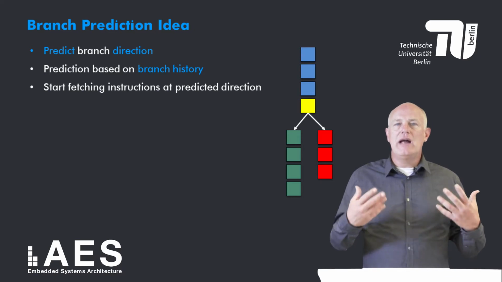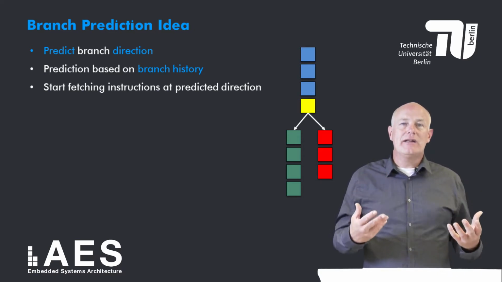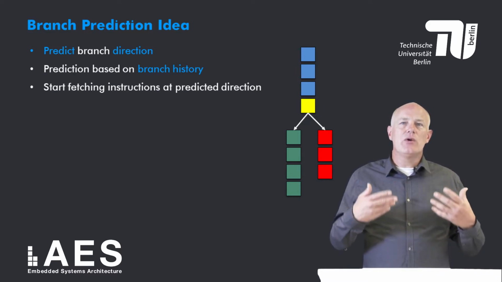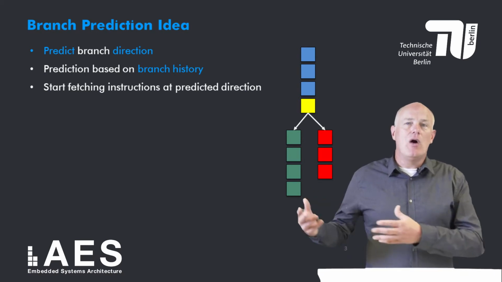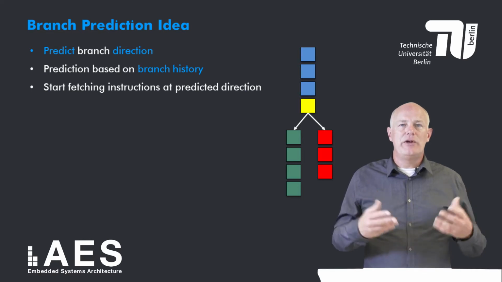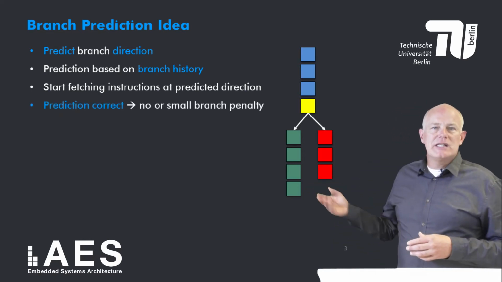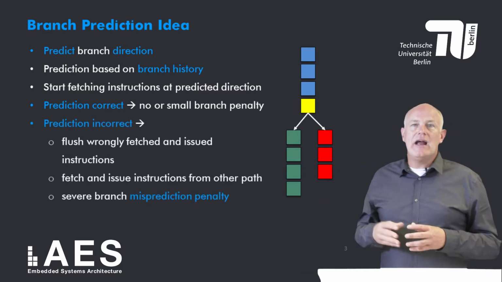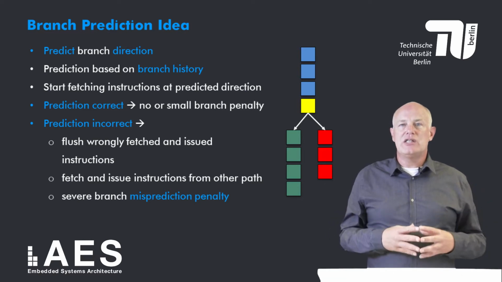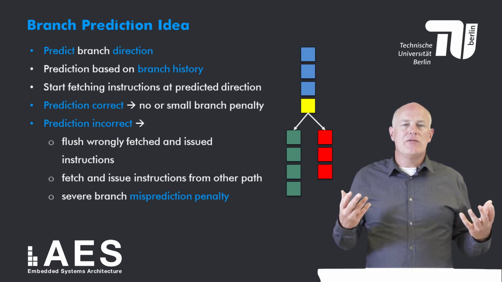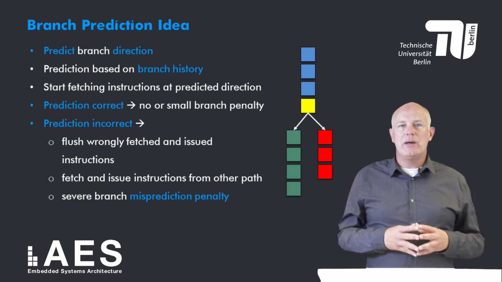As said before, the idea behind branch prediction is to predict the direction, taken or not taken, of each branch. This prediction is based on the history of the predicted branch and maybe other branches as well. The processor then starts fetching and issuing instructions from the predicted direction. If the prediction is correct, there will be no or just a small branch penalty. If the prediction is incorrect, however, the wrongly fetched and issued instructions need to be flushed and the processor needs to start fetching and issuing instructions from the other branch path. In case of a misprediction, there will be a severe branch penalty.